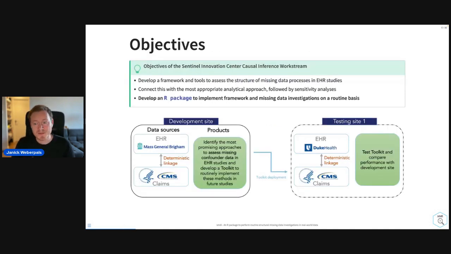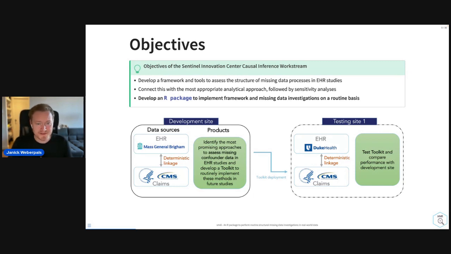And so as part of the FDA Sentinel Innovation Center work stream here, we aimed to develop a principled approach so that researchers do not just assume a missing at random mechanism and go on with their imputation and that's it, but that they have a way to characterize the missingness in a more structured way. And also to implement all of this and to streamline that as part of an R package.